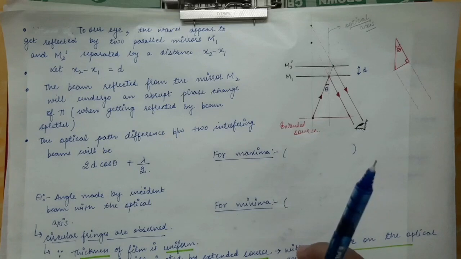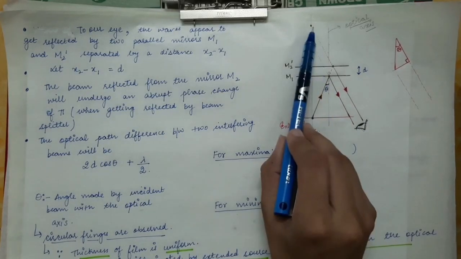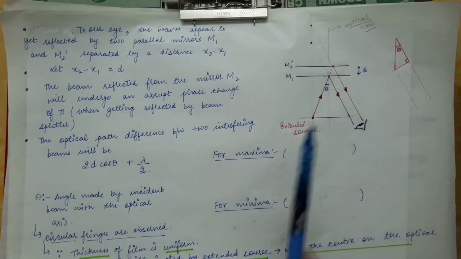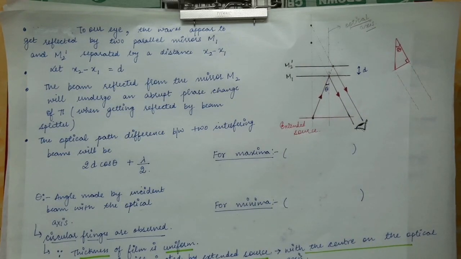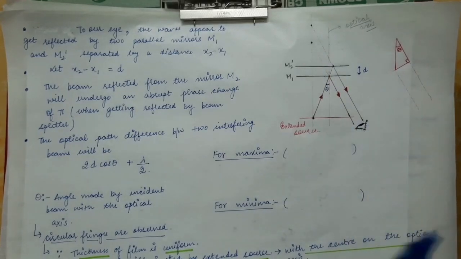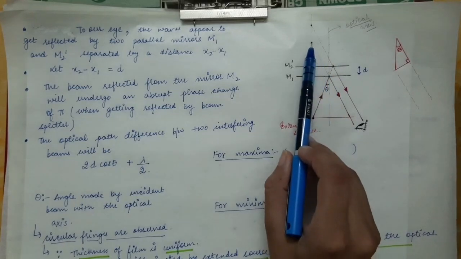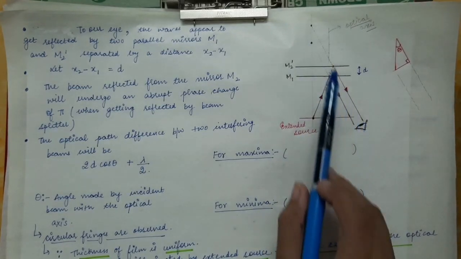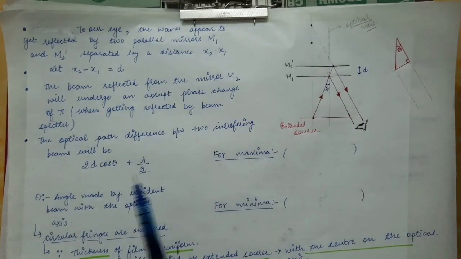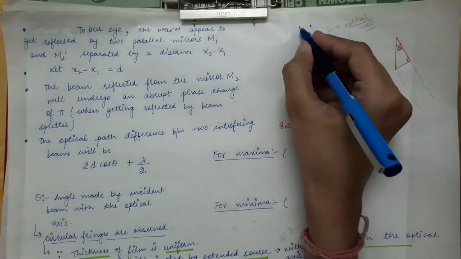Now what we want to find is the optical path difference between this ray and this ray, because these two rays fall on the eye or are observed with the traveling microscope. So what we want to find is the path difference between these two rays. This first ray appears to be coming from this point, and the second ray appears to be coming from this point, and these two sources are separated by a distance of 2d.